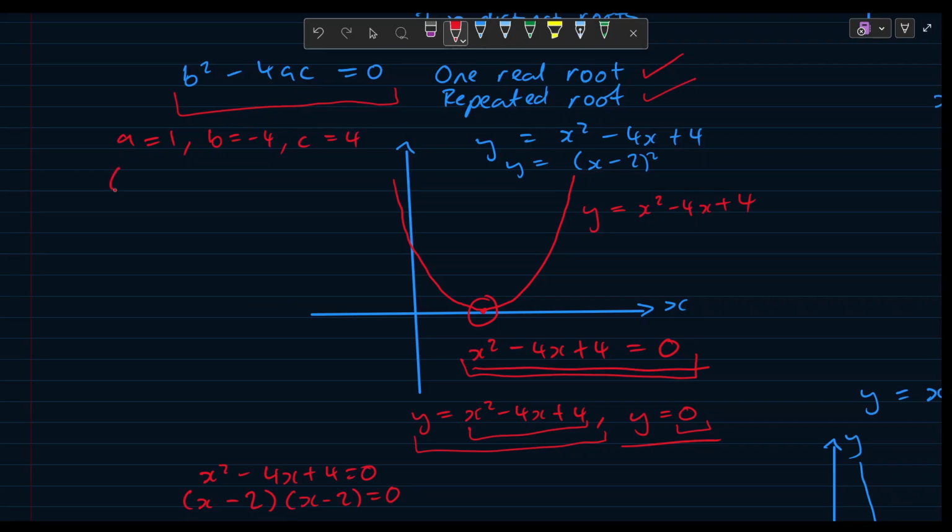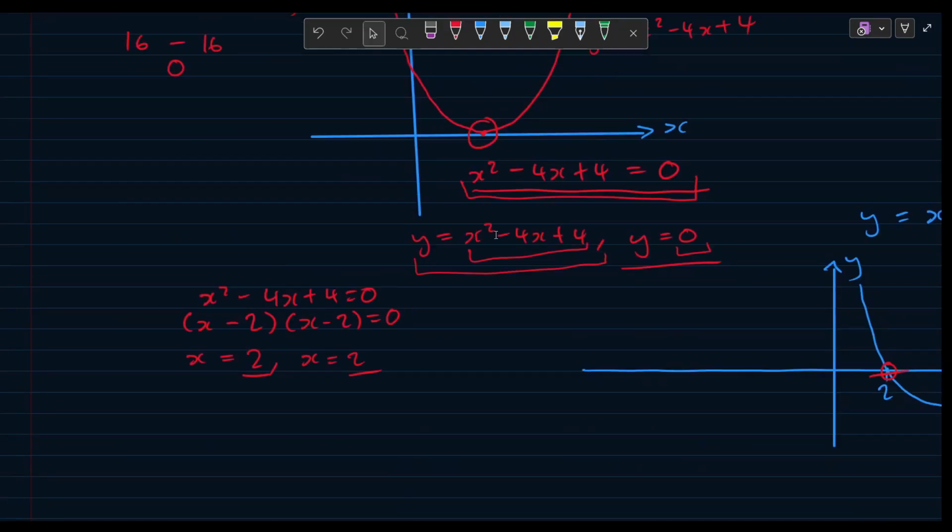So b squared, that's negative 4 squared, minus 4a, which is 1, c, which is 4. You're going to get negative 4 squared, which is 16, minus 4 times 4, which is 16, and this yields a 0. So our discriminant is in fact equal to 0, hence why we get one real root or a repeated root. So now let's put all of this into practice and actually solve some past paper questions.